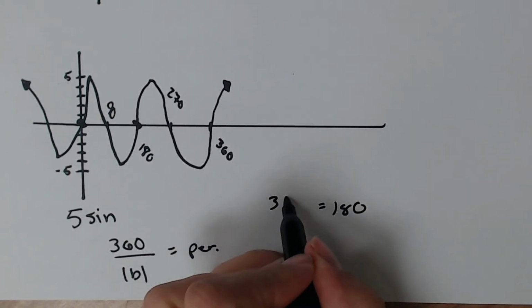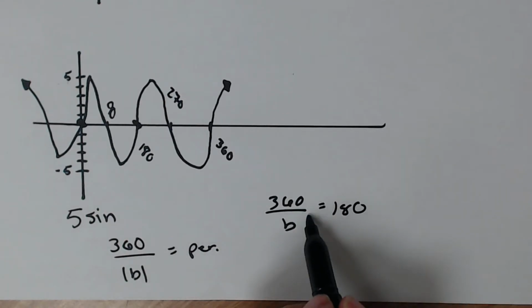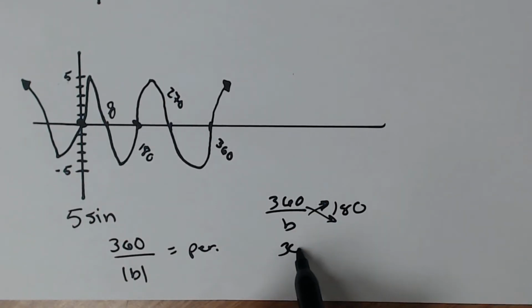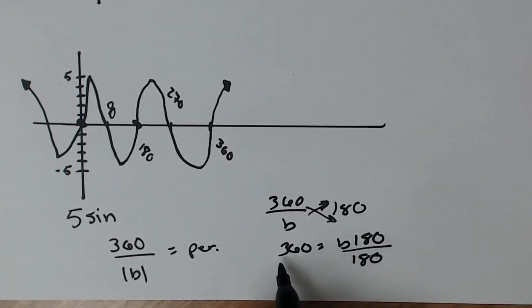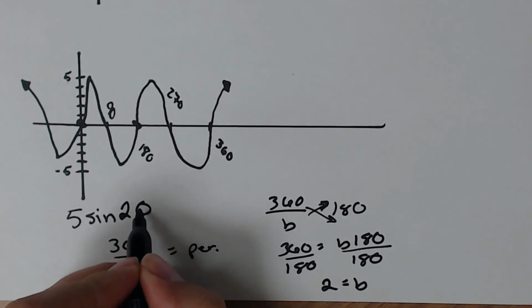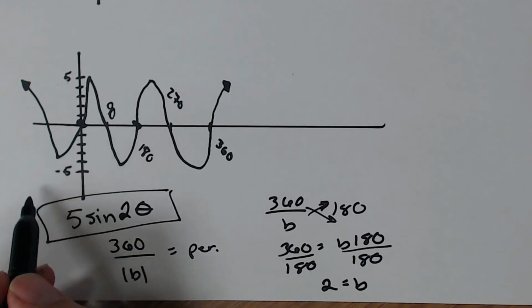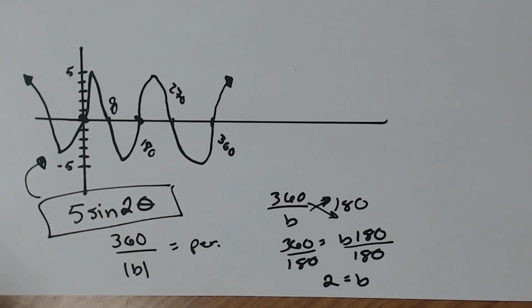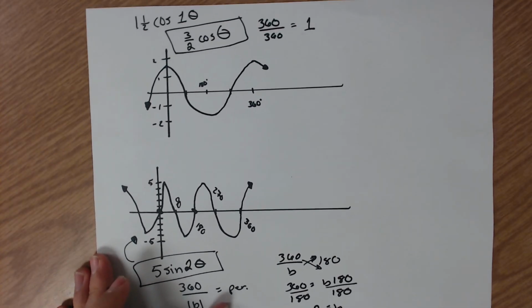180 equals 360 divided by my b value. Solve for b, so I can cross multiply. 360 equals b times 180, divided by my 180, and b equals 2. So now I have 5 sine 2 times theta. So this is the equation that produces this graph here. Not too complicated, not too tricky. Sine and cosine, pretty typical.